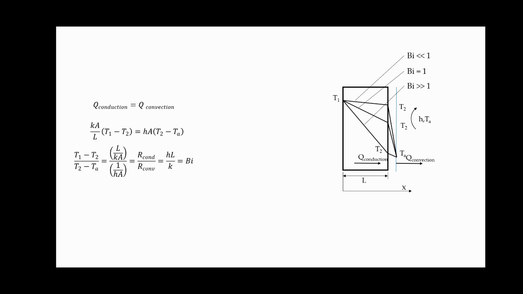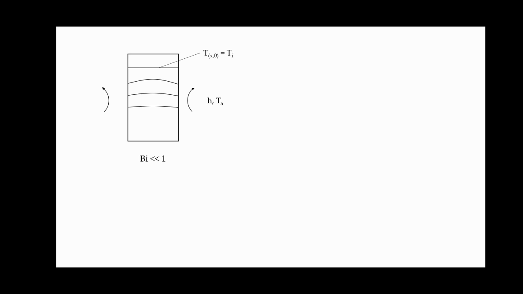Now let us consider the case for transient conduction. The first diagram shows a slab, and this is the temperature distribution for Biot number less than 1. In this, we can see that the temperature gradient in the solid is small and can be taken as a function of time only.